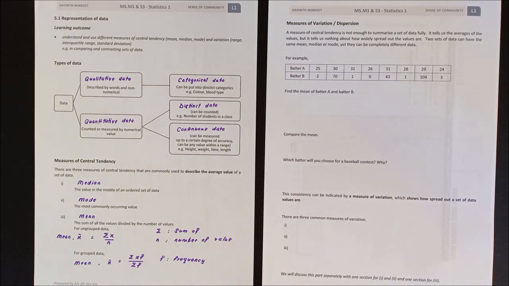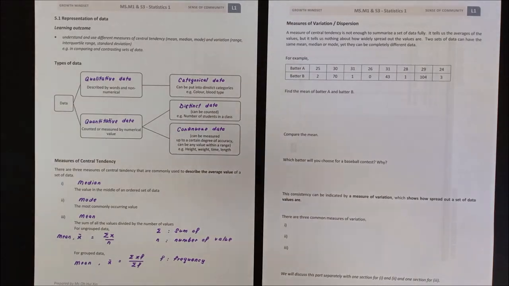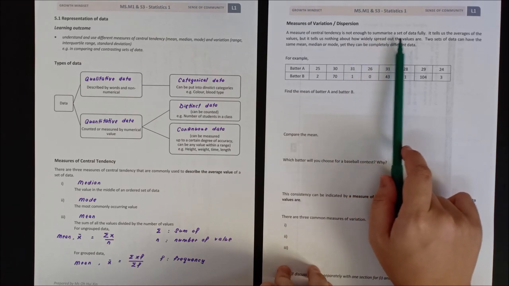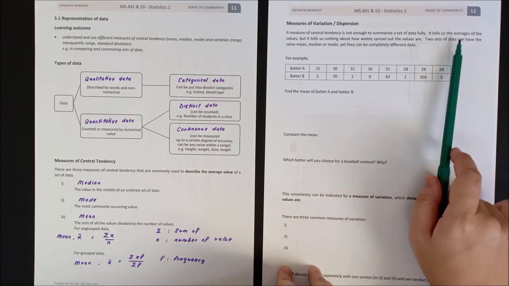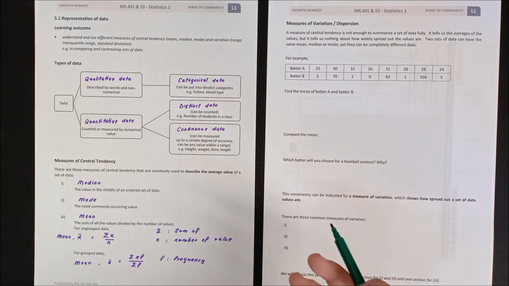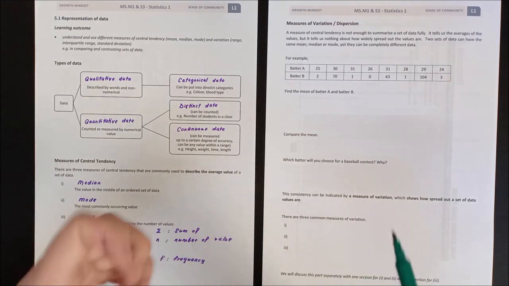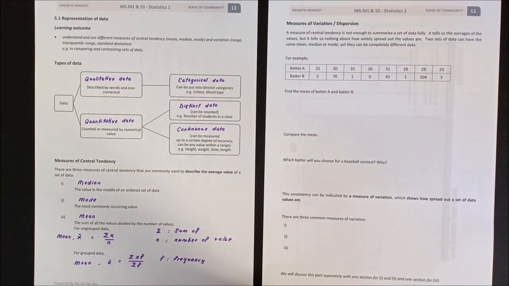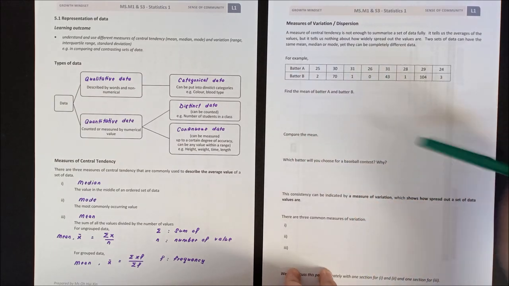Okay, so now let's look at this. You can read through yourself. A measure of central tendency is not enough to summarize a set of data. It tells us about the averages, meaning by using mean, median, or mode. But even though a set of data has the same mean, median, or mode, the data can be completely different. So for example, let's look at this scenario.